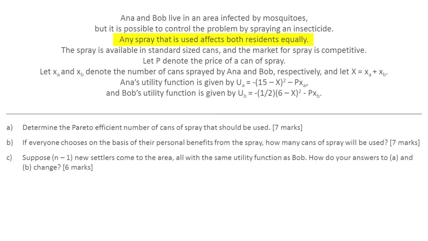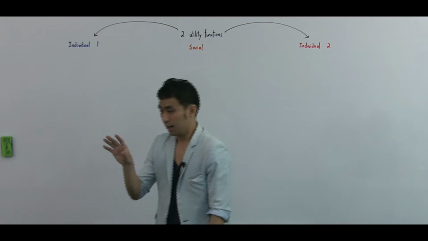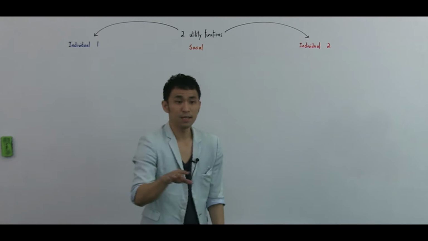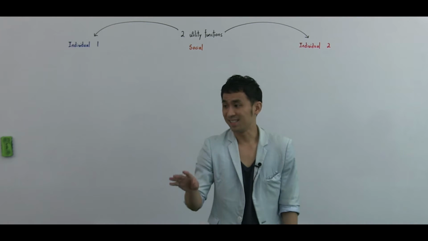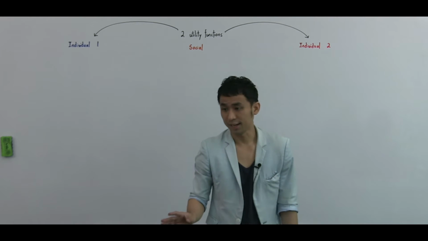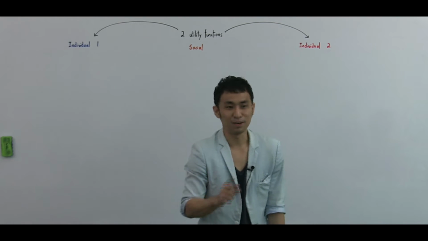Any spray that is used affects both residents equally. As long as you use a spray, the impact is equal on both residents. The spray is available in standard size cans, and the market for spray is competitive. What do you mean by the market for spray is competitive? Whenever you see this, they just try to tell you that the price P is given. That means the price of spray is given. That's what it means when they bring in the word competitive. So you take the price as given. That means how many cans you buy will not affect the price of cans. Understand?